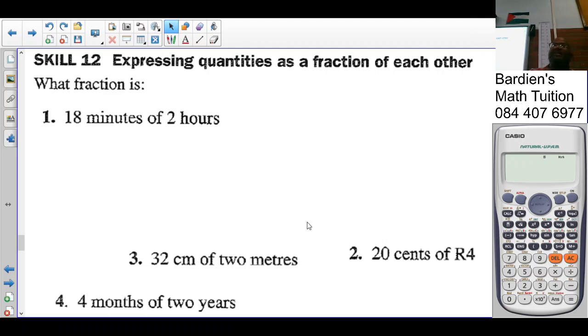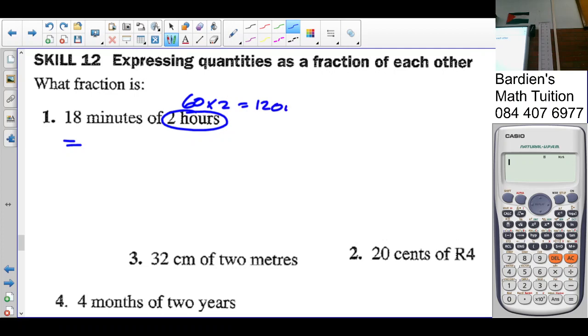If we're looking at minutes and hours, which one is smaller? Minutes. 1 minute is less than 1 hour. So we convert it to the smaller SI unit. So how many minutes are there in an hour? There are 60 minutes. So 60 minutes times 2 is 120 minutes. So it's going to be 18 minutes over 120 minutes.